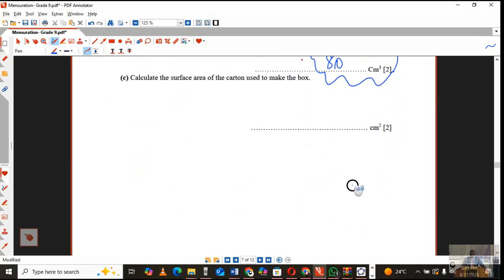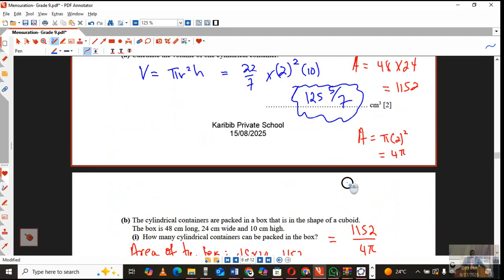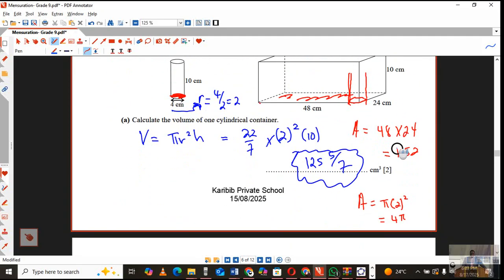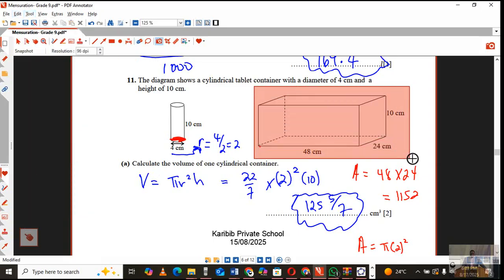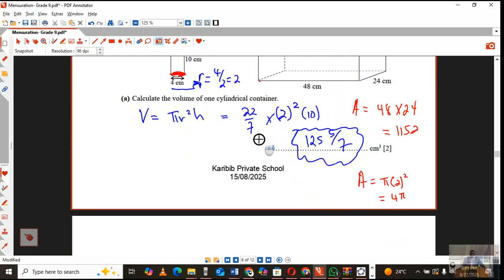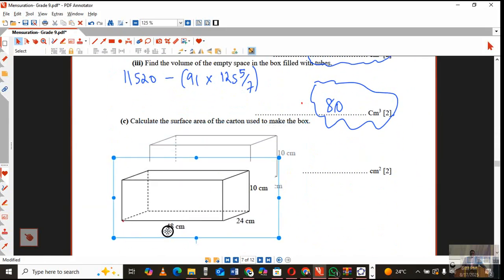Now they are saying calculate the surface area of the carton that was used to make the box. Now you can look at this thing as, let me just clean it up, so I want to bring it over. Just take a snapshot of it. The total surface area, I'm just going to paste it under here.